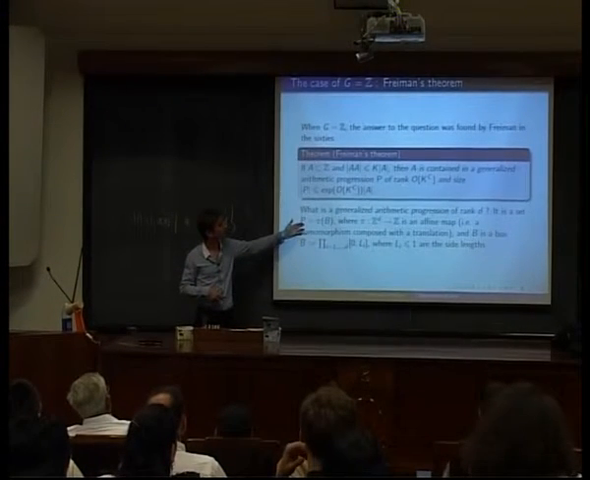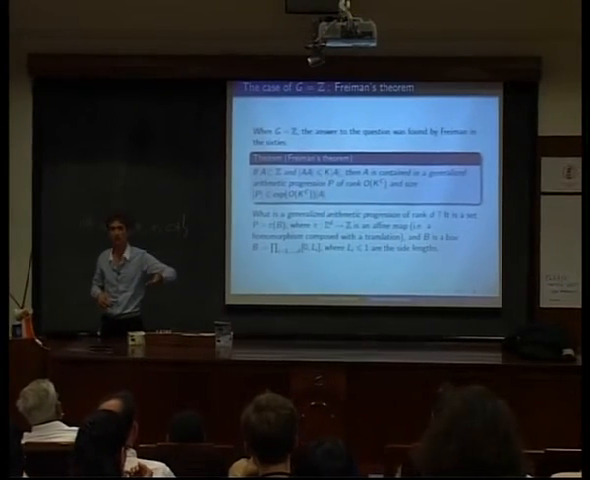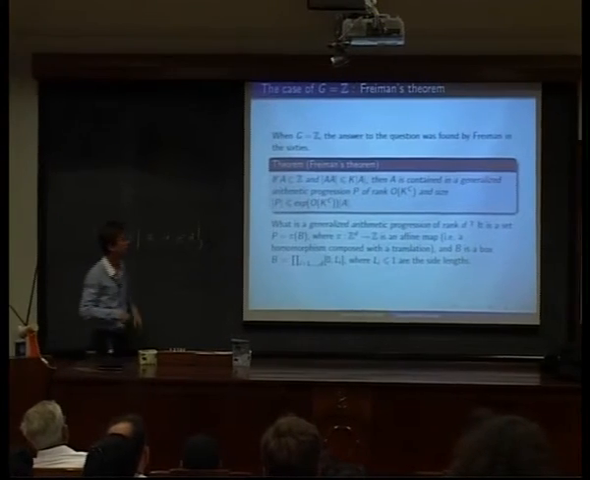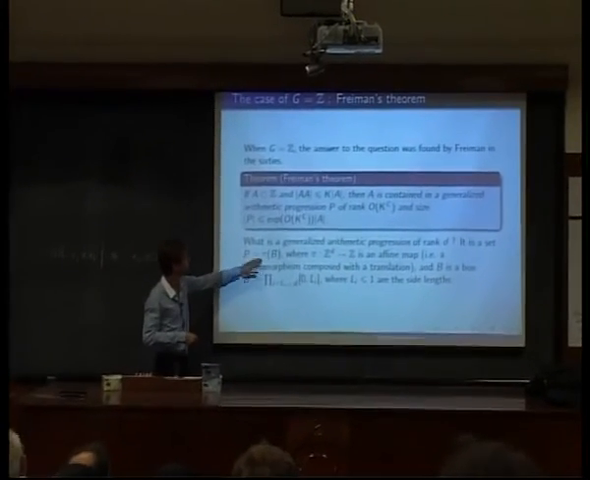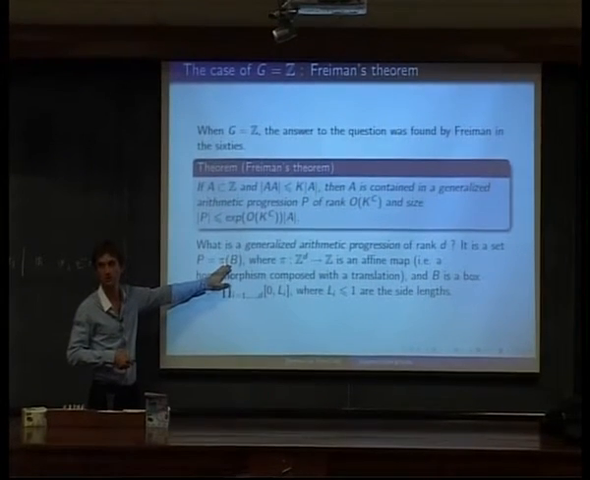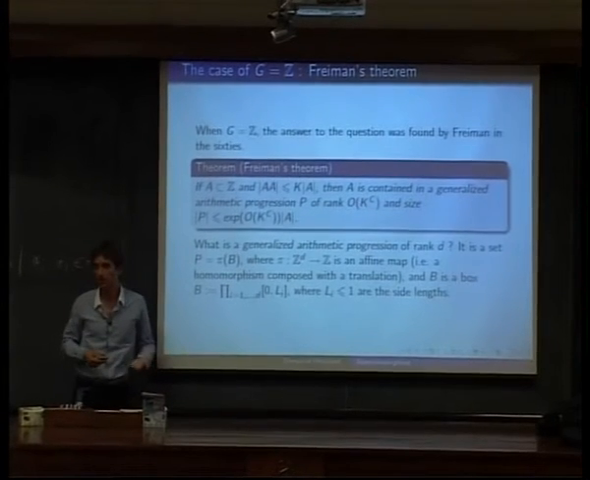And if you project by a homomorphism, then this property of having doubling at most K is going to be preserved. So in particular, every such set has doubling at most 2 to the D, where D is the rank. And Freiman's theorem is a converse to this.